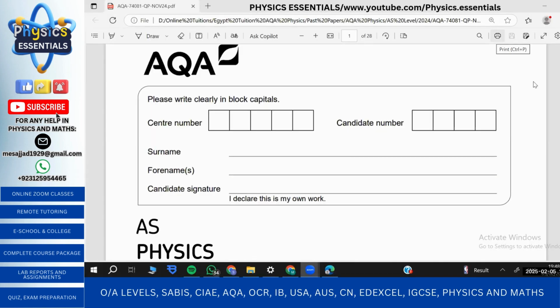Hello and welcome to another walkthrough of AQA AS level physics paper 1 7407/1 2024, and we are going to do it together. I would request you to stay with me, and I'm making this walkthrough especially for those students who are going to appear in the May-June 2025 session.